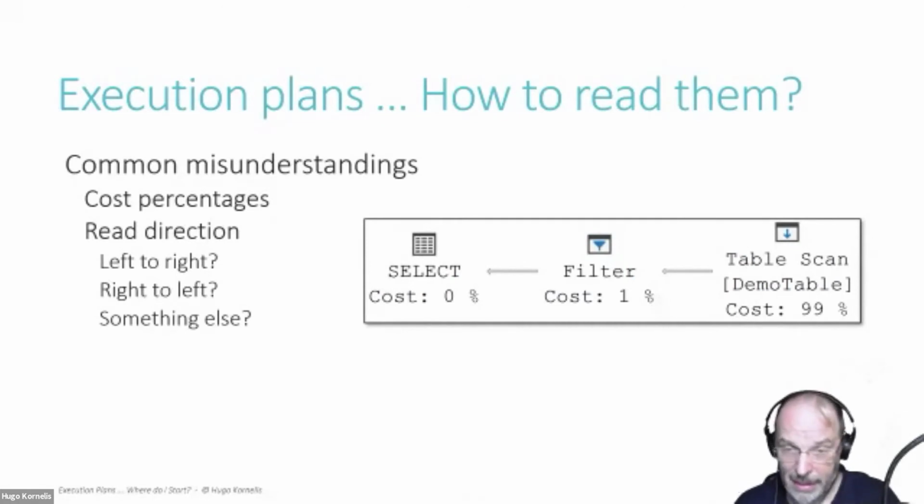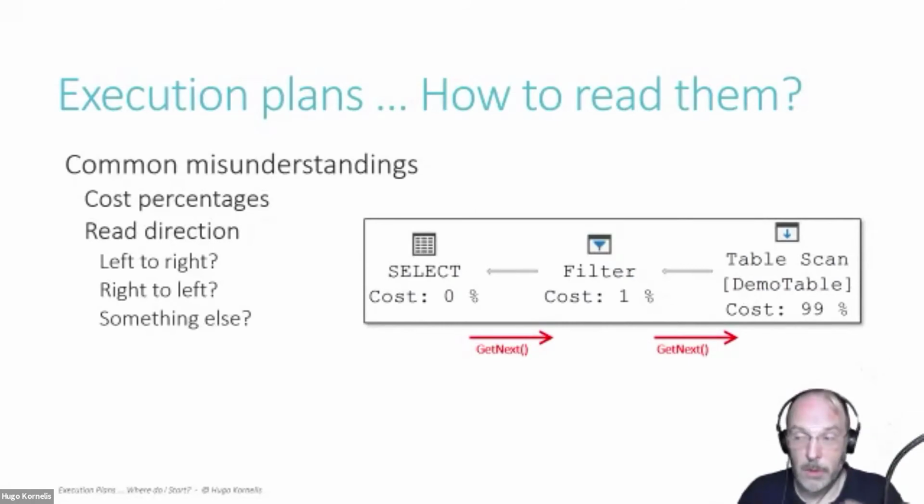So it starts with the select, the client program, asking the filter operator, hey, give me a row. A filter will be like, sure, I love to give you a row, but I have no rows myself. So, hey, table scan, give me a row. And table scan is one of those rare operators that can actually get data from somewhere else, in this case from a table. So it reads the table, gets a row, and says, hey, filter, here is your row, enjoy.